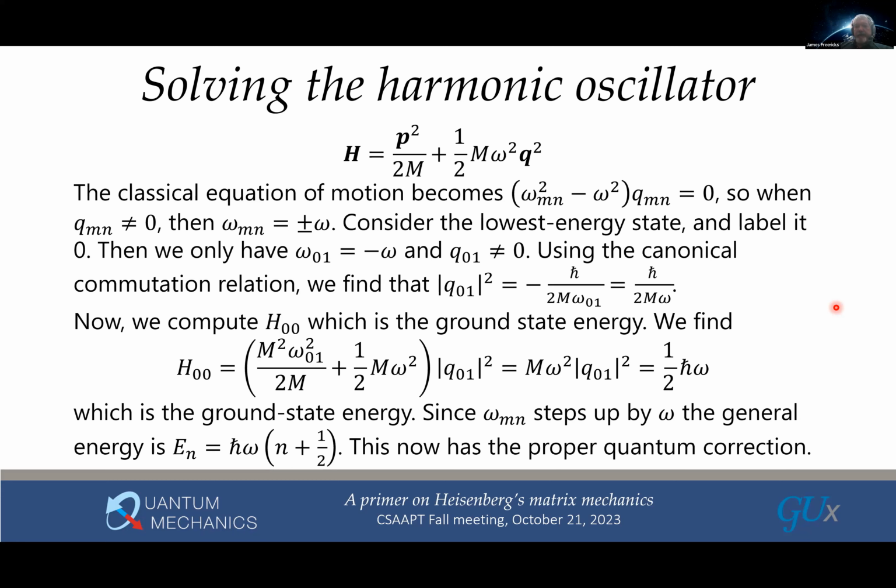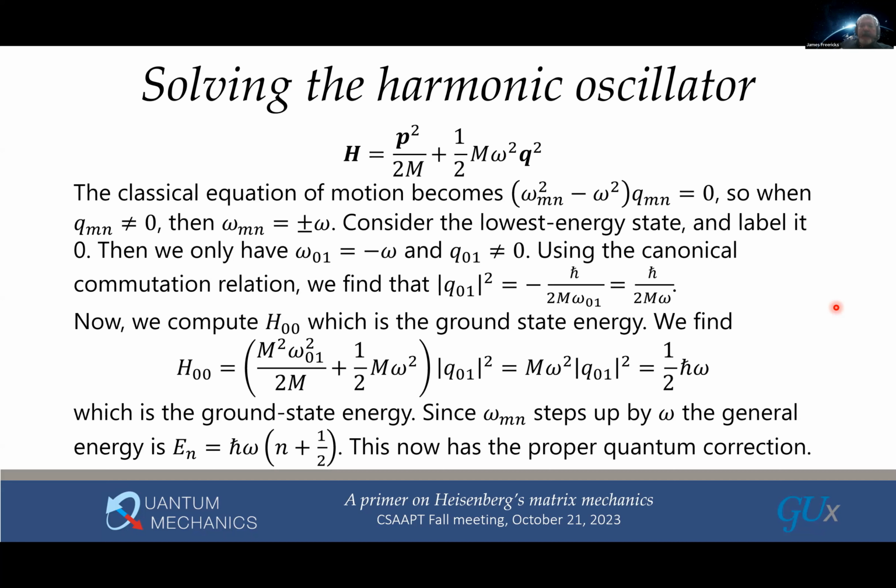We're going to now consider the lowest energy state. We're going to label it 0. Because there's no state lower than that, we can only have omega 0,1 to be non-zero. There's no state -1 that this can connect to. In other words, there's no energy less than it. So the plus omega does not work. All right, so we now learn that omega 0,1 is actually equal to minus omega, and only q 0,1 is non-zero.